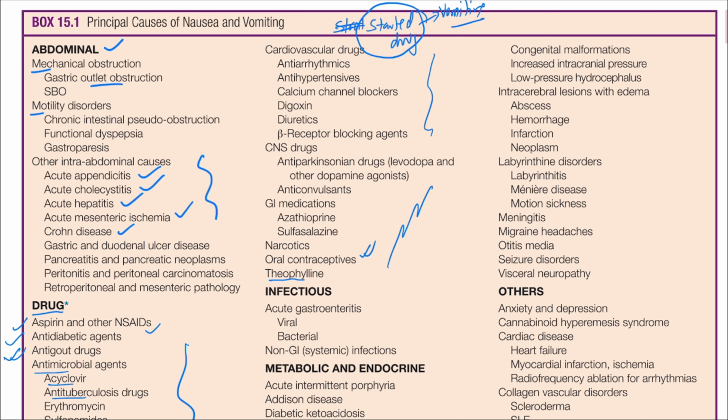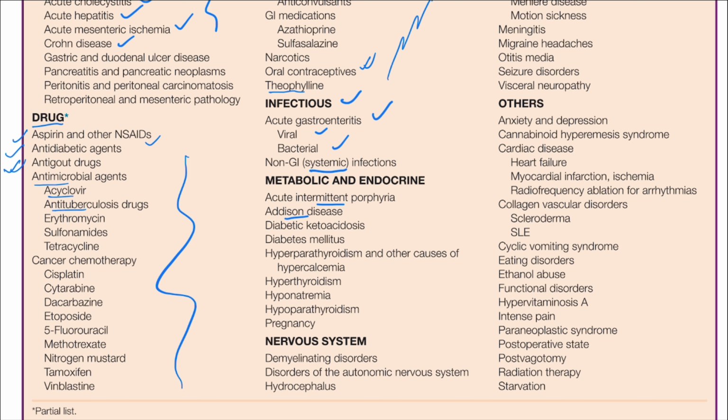Drugs I have just discussed. Infections like acute gastroenteritis, viral or bacterial, or any other systemic infection can cause vomiting. Metabolic or endocrine diseases like acute intermittent porphyria, Addison's disease, DKA, diabetes mellitus, hyperthyroidism, hyponatremia, hypoparathyroidism, and pregnancy can cause vomiting. Then nervous system disorders, and other less common conditions like anxiety and depression, and cannabinoid hyperemesis syndrome.